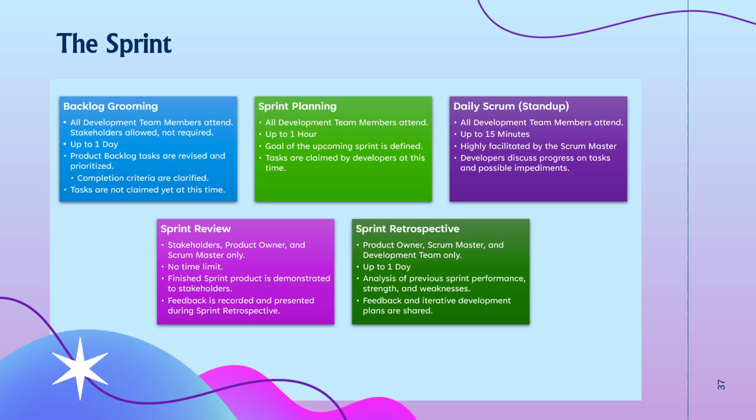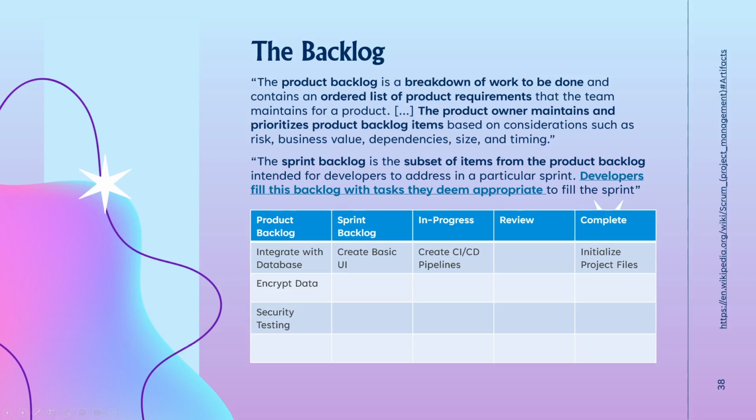At this point, you take the feedback and you record it, and then you bring it to the retrospective, where the product owner, Scrum Master, and development team are there. You don't get the stakeholders or the customers there. You spend up to a day, but I think it's usually about 2 to 3 hours is recommended. You analyze what went well in the previous sprint, what didn't go well, what the feedback was, what they need to work on, and that's it on that front.